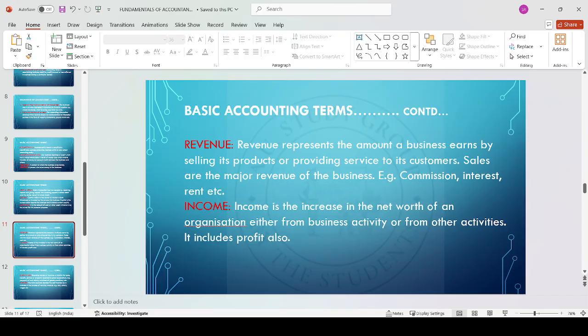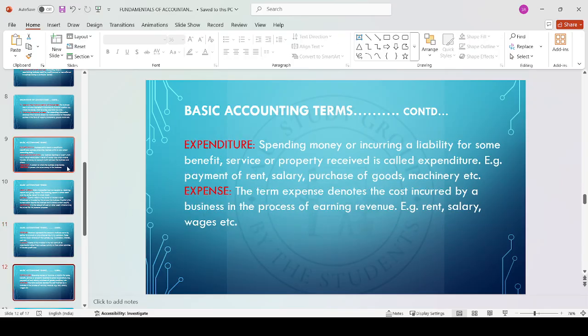Now next is income. Income is basically the increase in the net worth of an organization, whether it's from regular business activities or other activities. When I say income, it's a broader term that includes profit as well. It basically increases the net worth of an organization from regular business activities or other activities, all activities included.